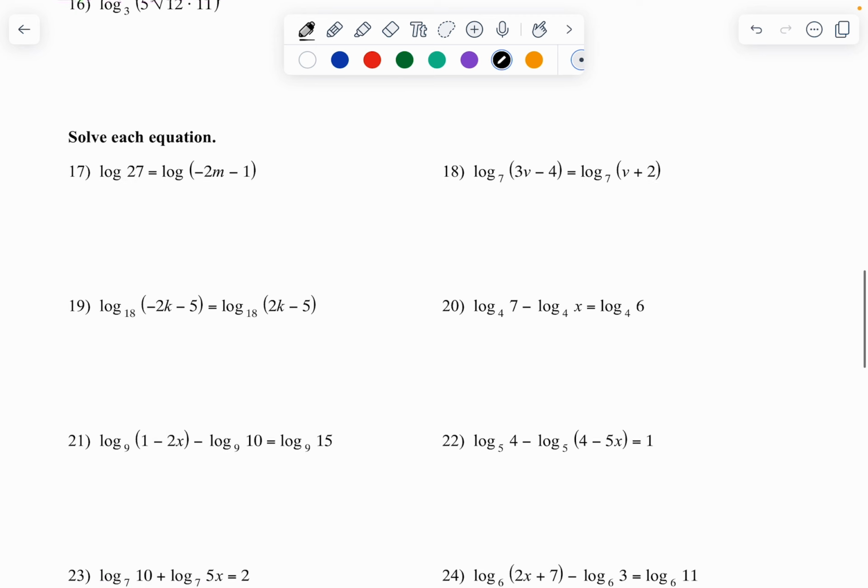And then down here is where you're actually starting to solve. The first few, looking at using your one-to-one property, if I have the log with the same base on both sides, then I know that what I'm taking the log of must be equal to each other, right? So I could say 27 equals negative 2m minus 1 and solve that. When you get down to 20, now there's no longer just one log on each side, right? Remember, one log on each side before you can use your one-to-one property.